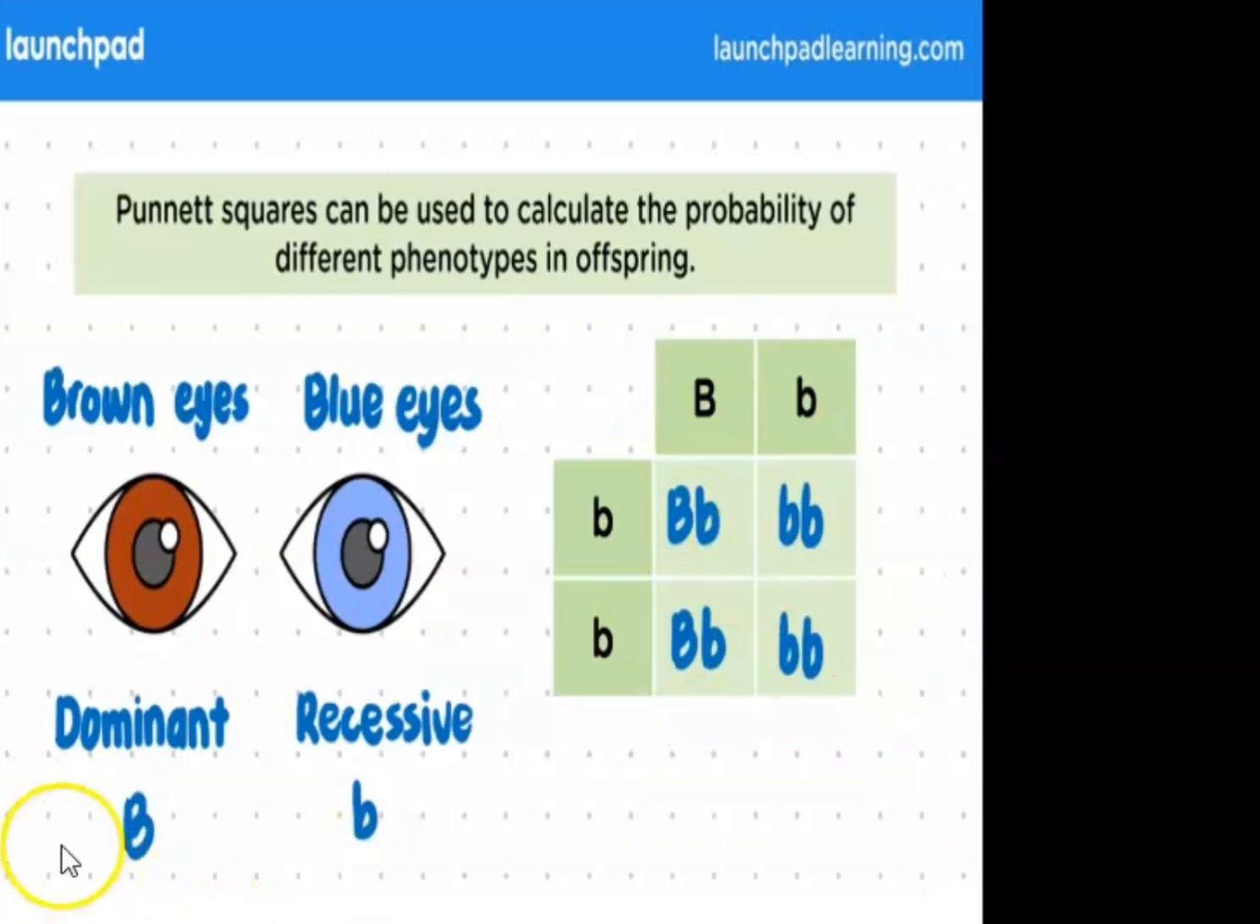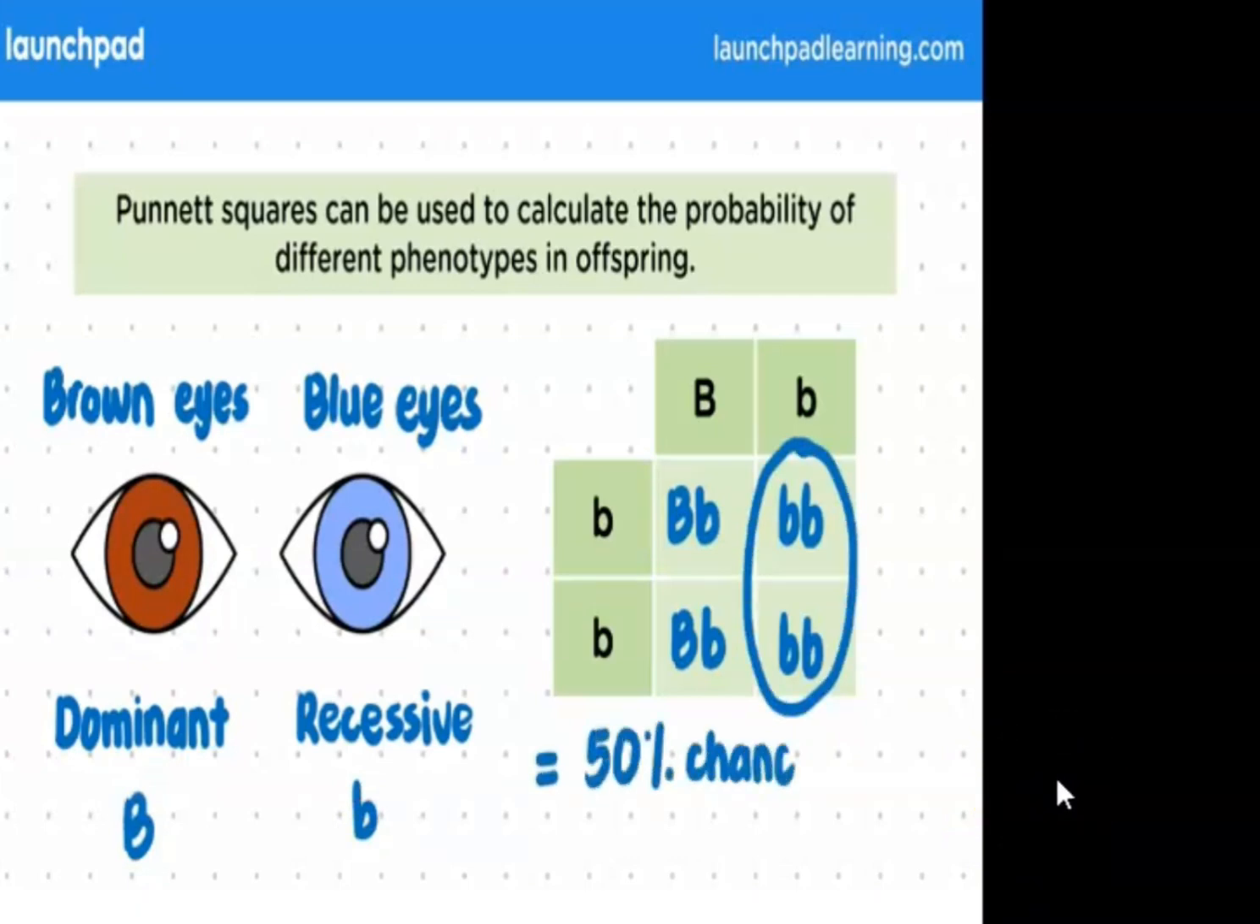All right, let's continue. Combination comes up twice in the Punnett square. This means there's a 50% chance of the offspring having blue eyes.